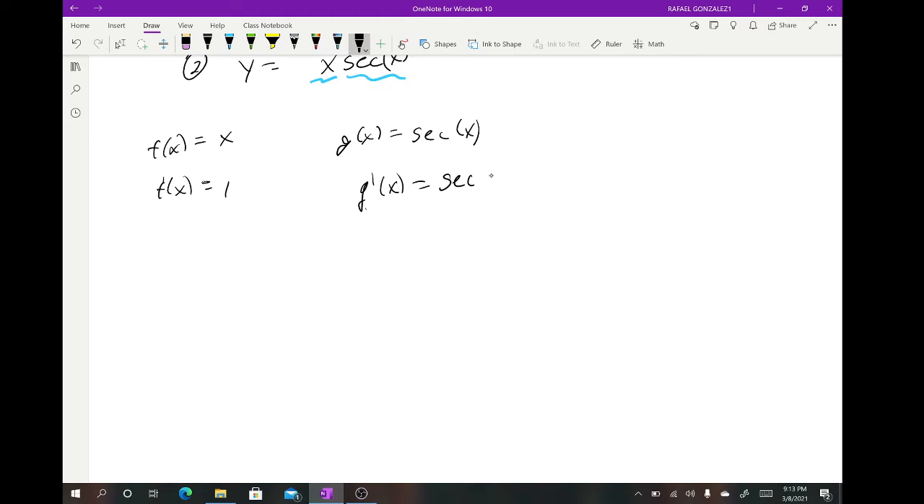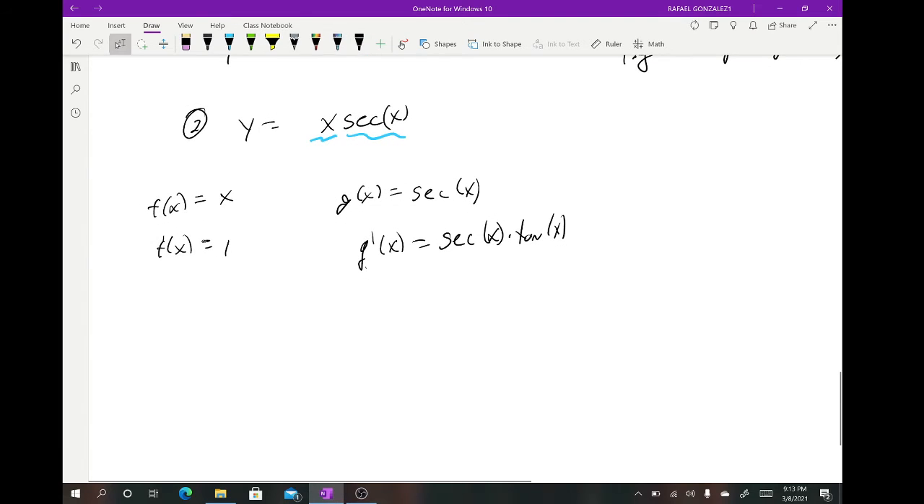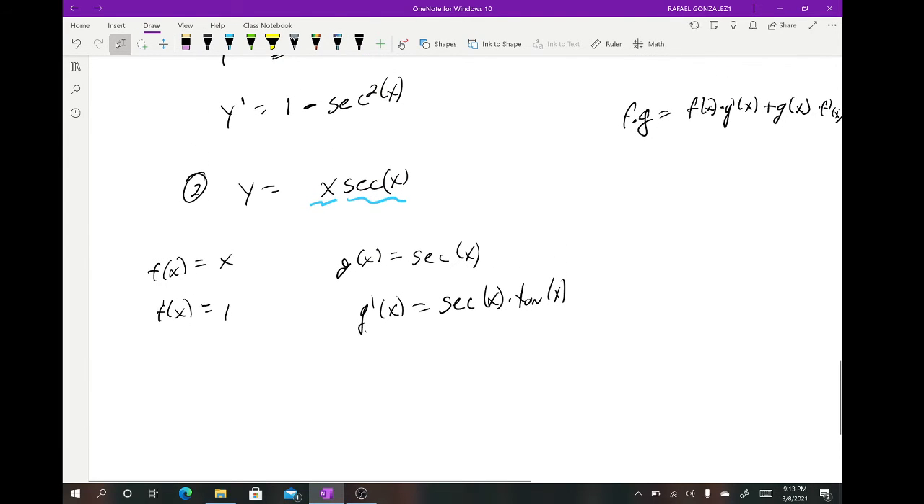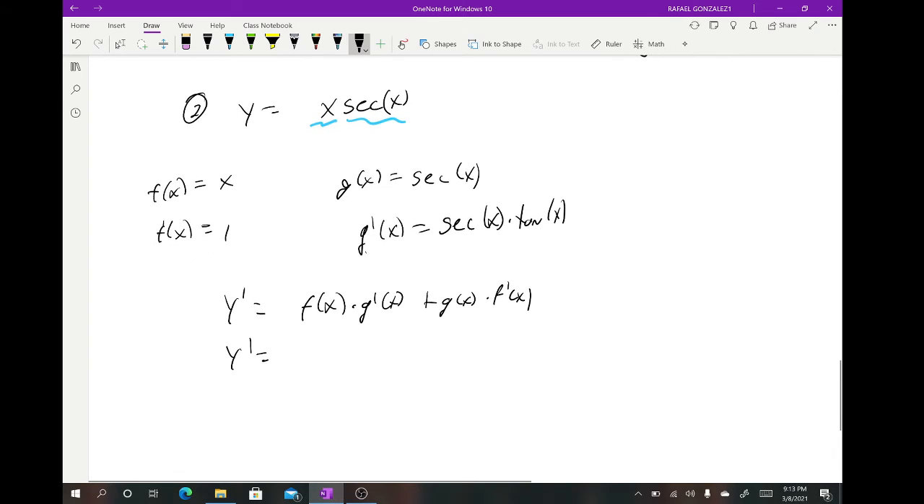This is secant x times tangent of x. Okay, so what do we have here? We have that y prime is going to be equal to f of x times g prime of x plus g of x times f prime of x. Well, we know what f of x is. F of x is just x times g prime of x, which is secant x times tangent x, plus g of x, which is just secant x, times f prime of x, which is just 1.